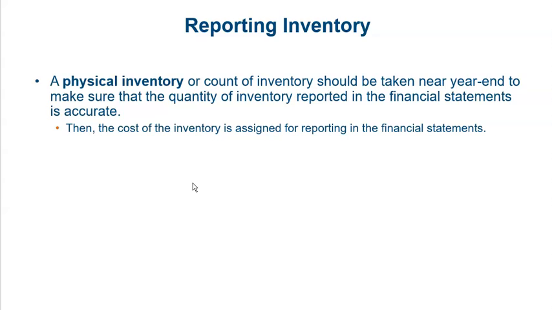No matter which method of inventory used, periodic or perpetual, there always needs to be a physical inventory. That just means somebody needs to actually physically count the inventory, and it's usually done near the period end or the year end to make sure that the quantity of inventory is what we expect it to be, and it matches the amount that we report on our financial statements.